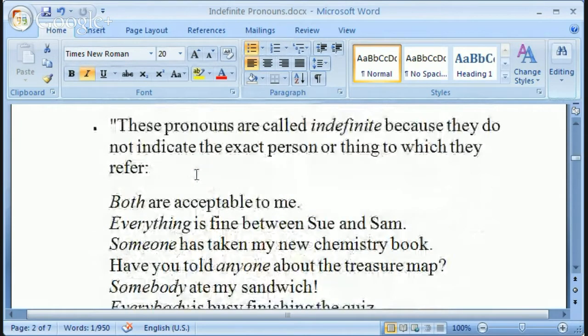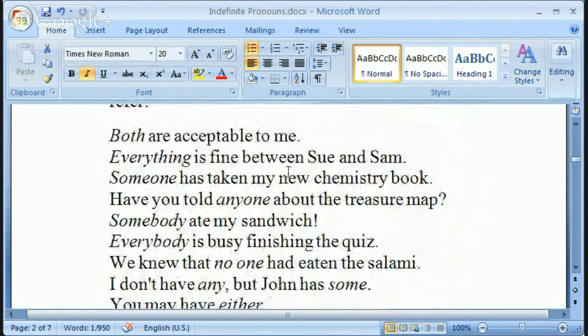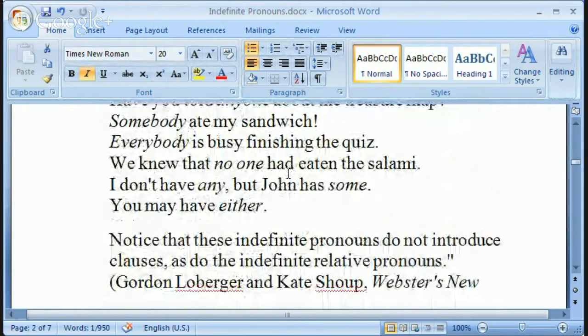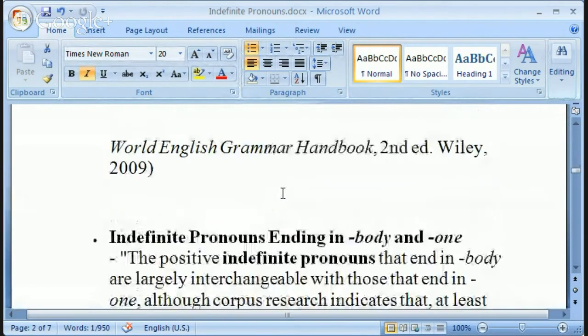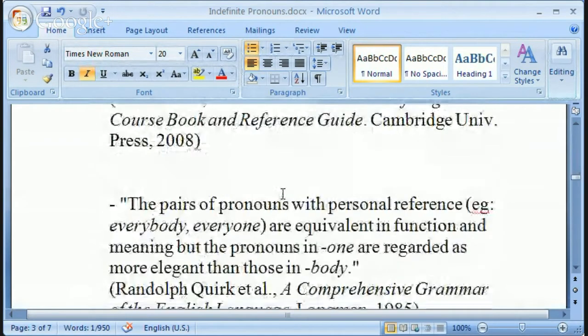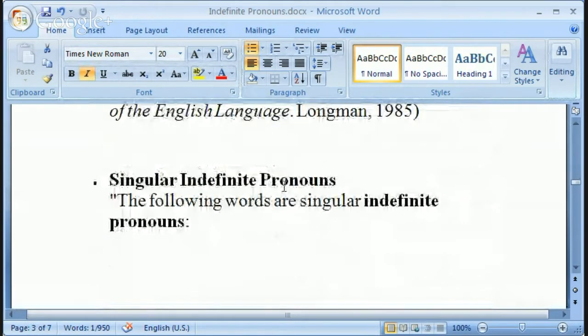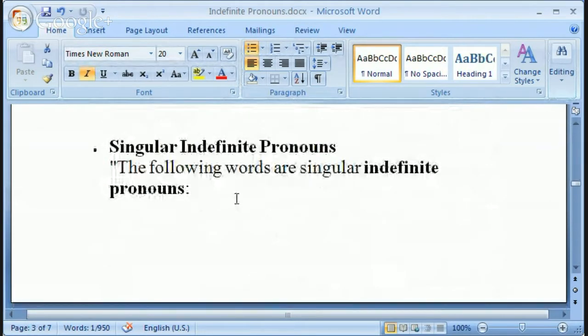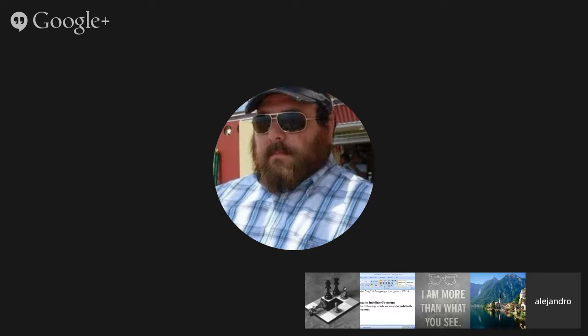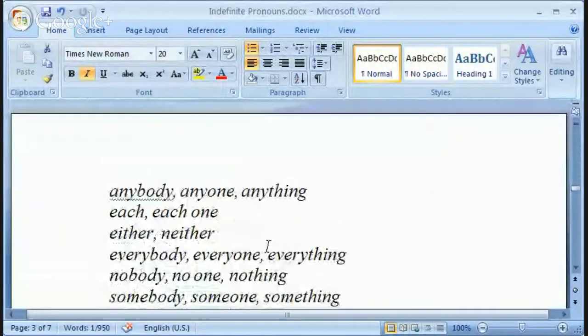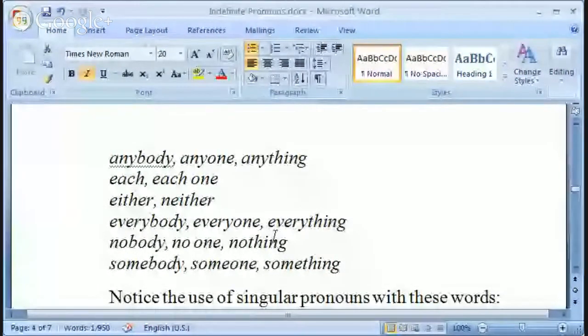Okay, they're indefinite because they do not indicate an exact person to which they refer. Let's look at, we may come back to this, single indefinite pronouns. All right. The following words are single indefinite pronouns. All right, let's take a look, and we're going to practice using these in a sentence.